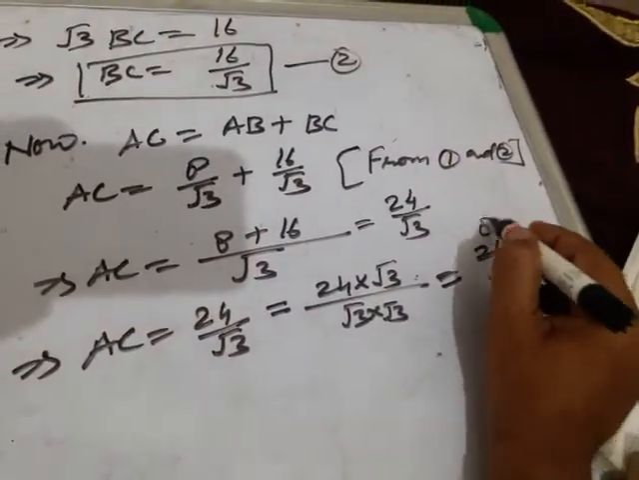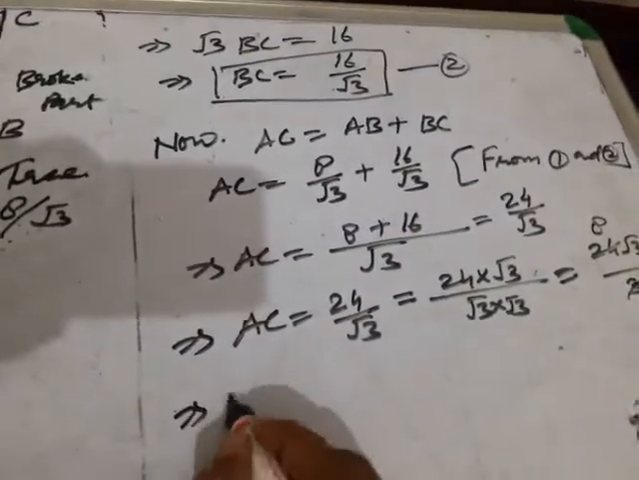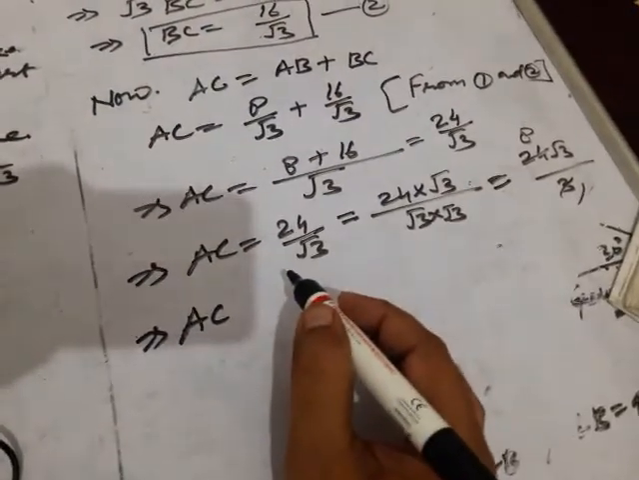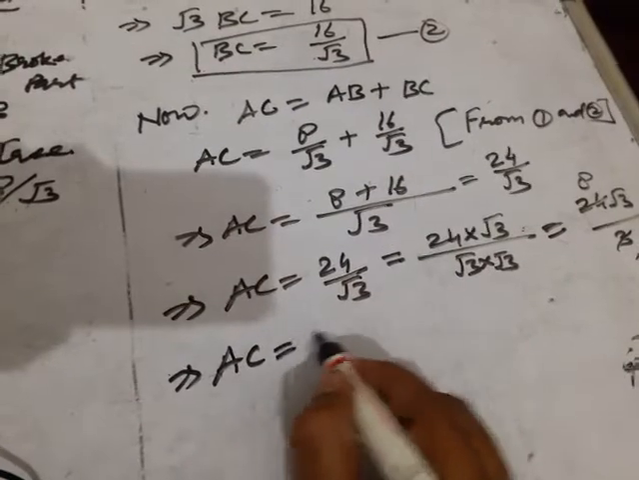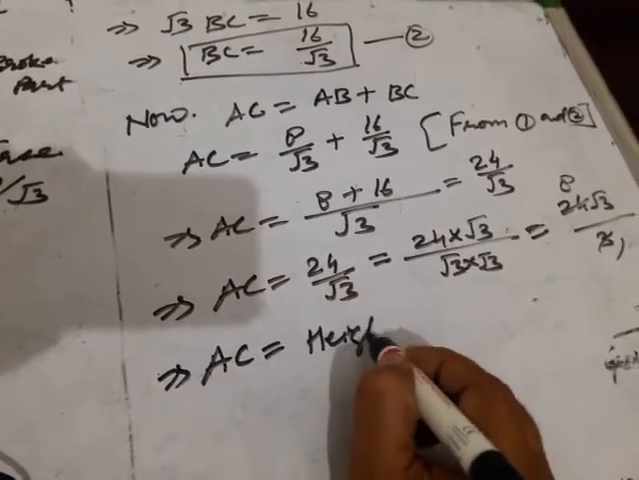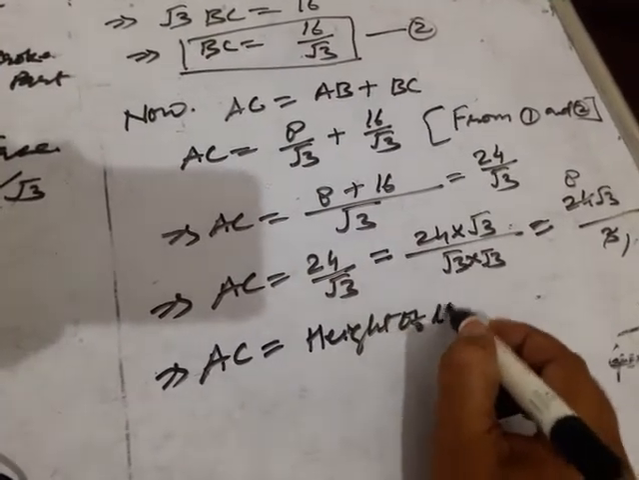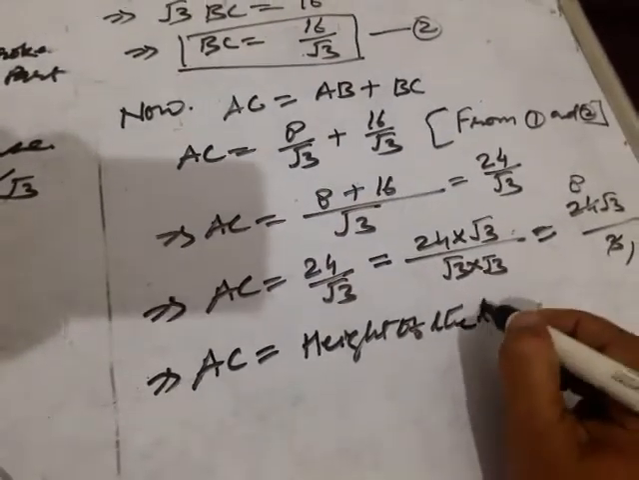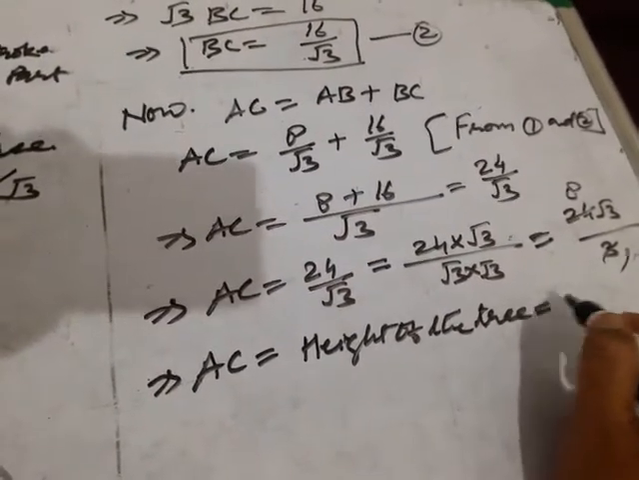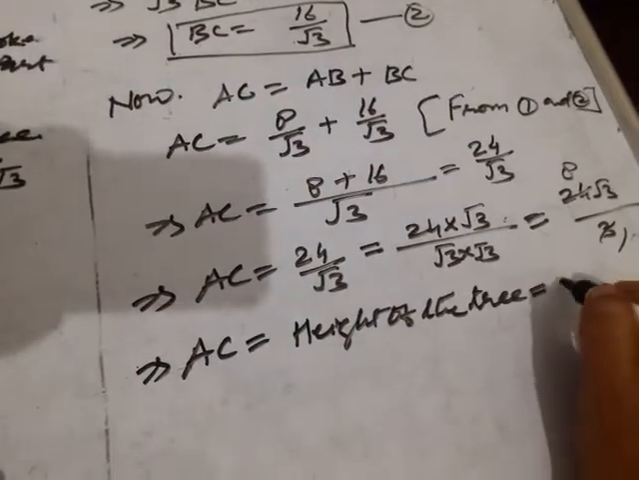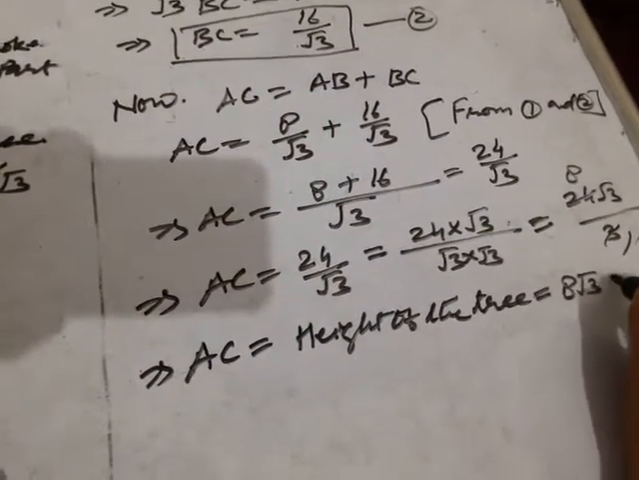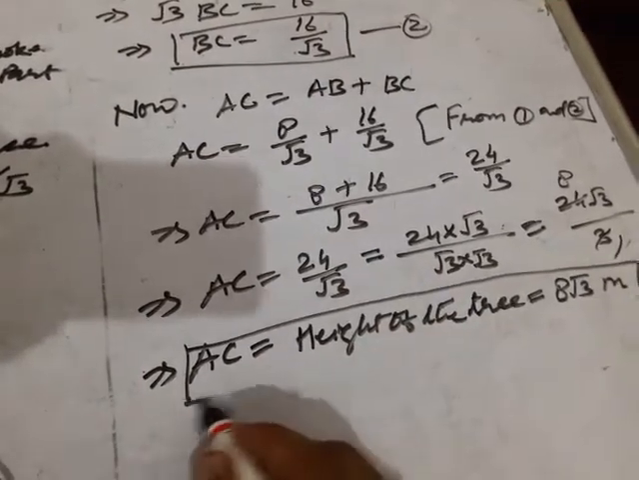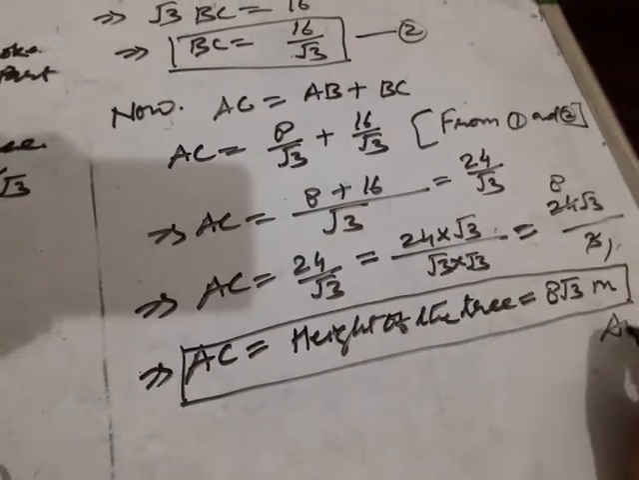3 eights are 24. This implies that AC, what is AC? AC is the height of the tree. Height of the tree equal to how much? That is 8 root 3 meter. Okay, children. So this is how your question number 2 is completed.